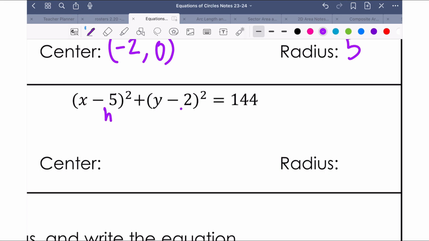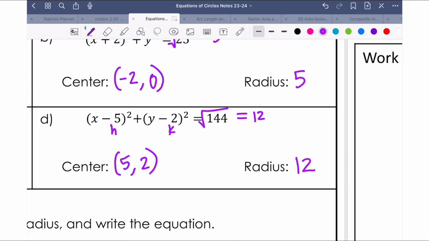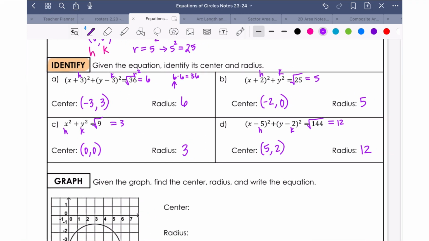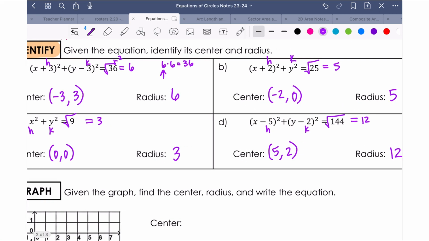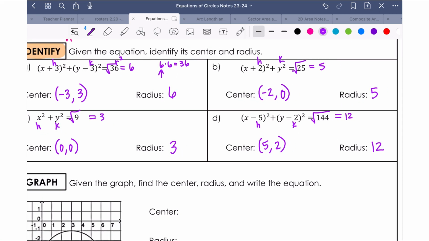Okay. All right, D, h and k. Did I change the sign for any of them? Did any of them turn positive? No, so it's just 5 and 2. And then the square root of 144 is 12. So your radius is 12. All right. So that was us going backwards. They gave us the equation. We found the center and the radius.